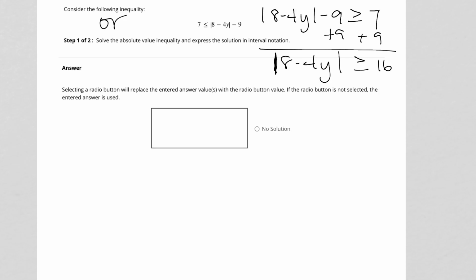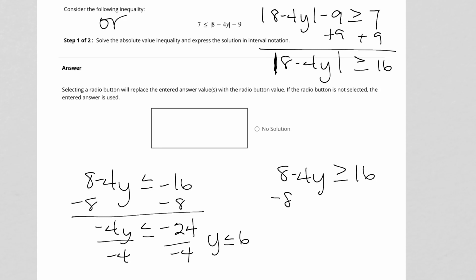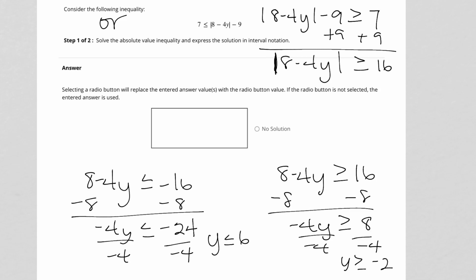My two equations that I'm going to solve will be 8 minus 4y less than or equal to a negative 16, and 8 minus 4y greater than or equal to 16. Subtract 8. I have negative 4y less than or equal to negative 24. Divide by negative 4. Y is less than or equal to 6. Over here, I'm going to subtract 8. Negative 4y greater than or equal to 8. Divide by negative 4. Y is greater than or equal to a negative 2.